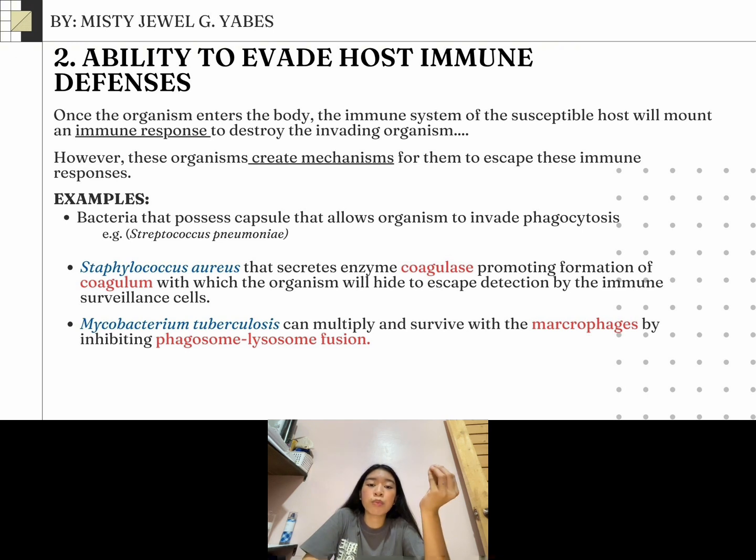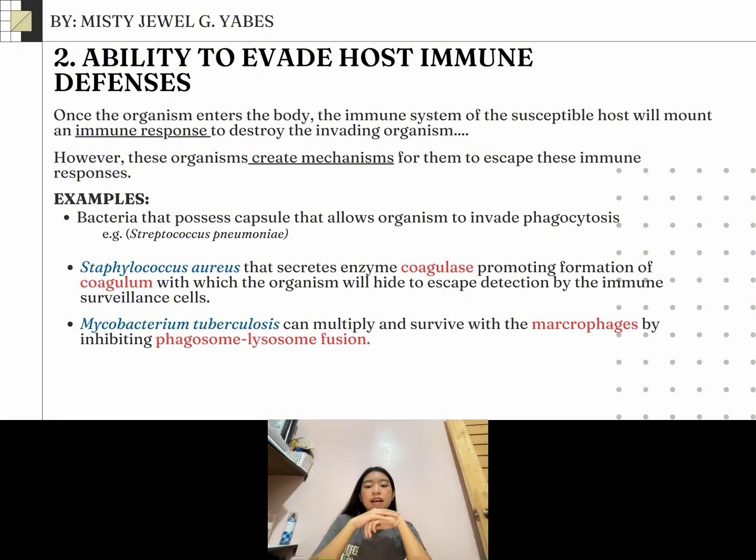Next is Staphylococcus aureus, which secretes an enzyme which we call coagulase, in which this coagulase promotes the formation of coagulum. The coagulum serves as a hiding spot for the invading organisms, wherein they hide to escape our immune surveillance cells. Okay? That is for our Staphylococcus aureus.